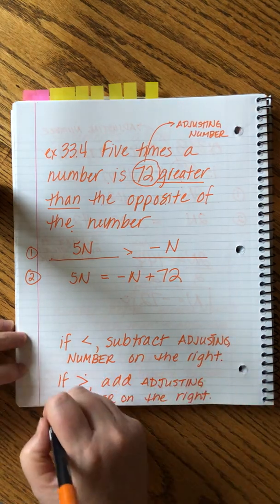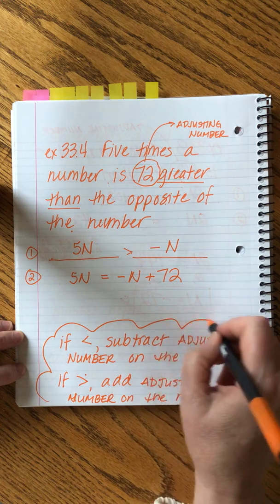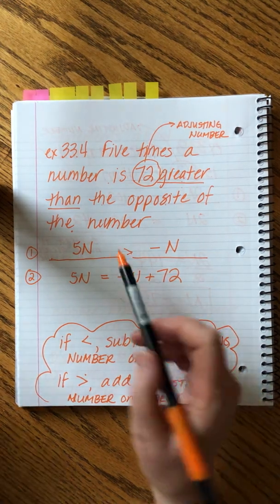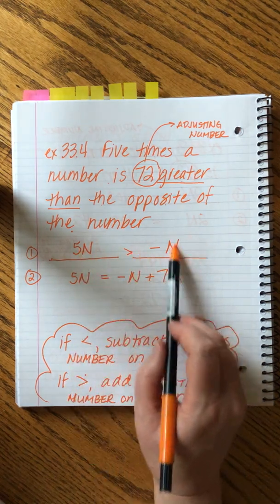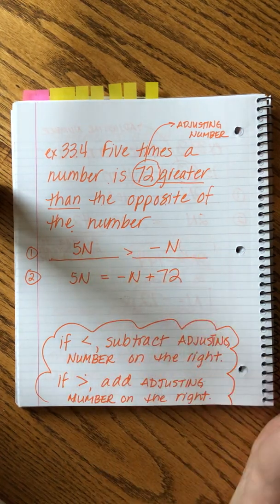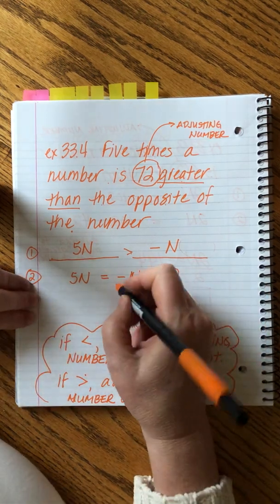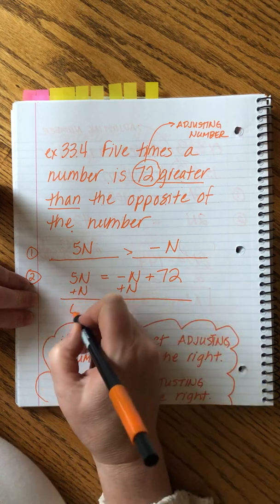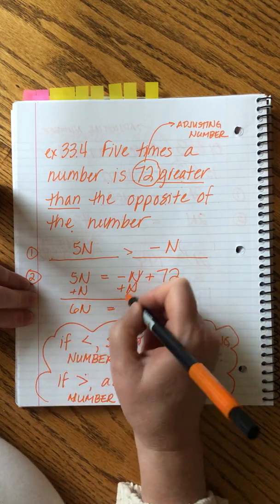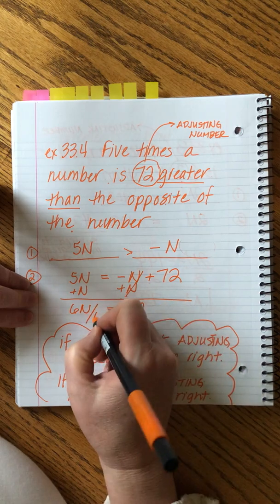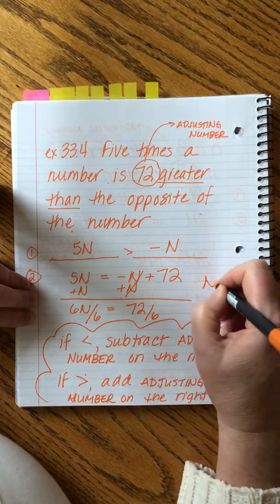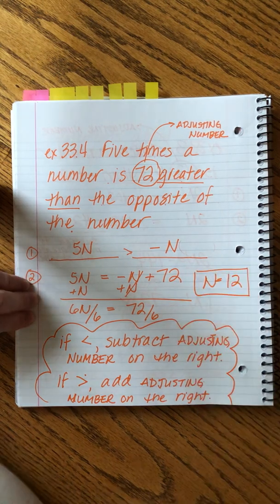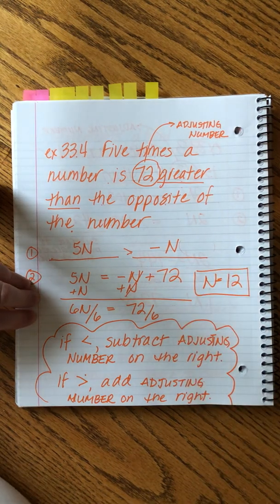All right, so this is the rule that I am generalizing. You really don't have to memorize this directly because you can just use common sense. If this is greater than this, and we're adjusting on this side, then we have to add over here. Okay, now we have a nice equation that we can easily add. 6n equals 72, divide both sides by 6, and we get n equals 12. Is that the right answer? Yay, it is.